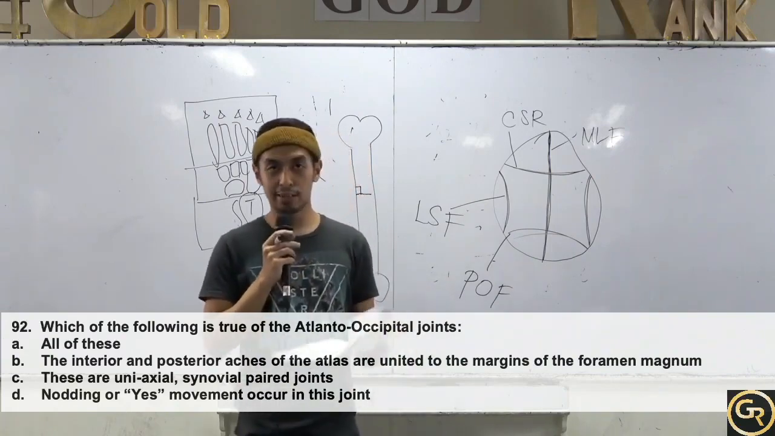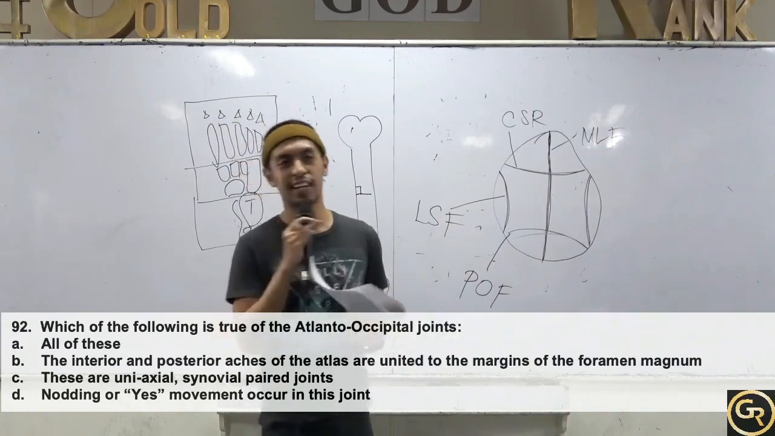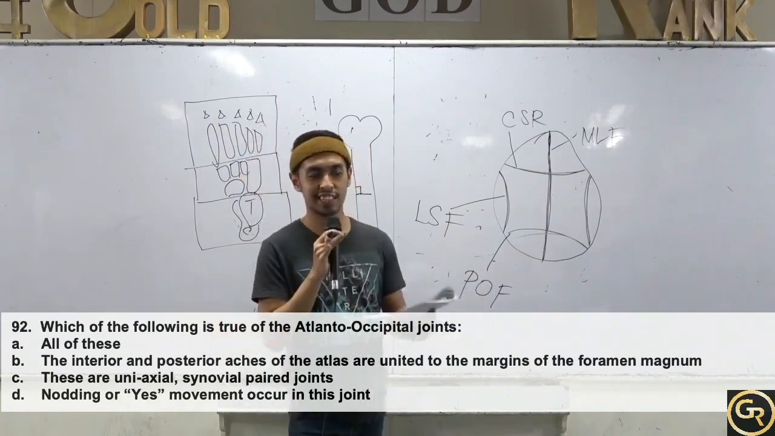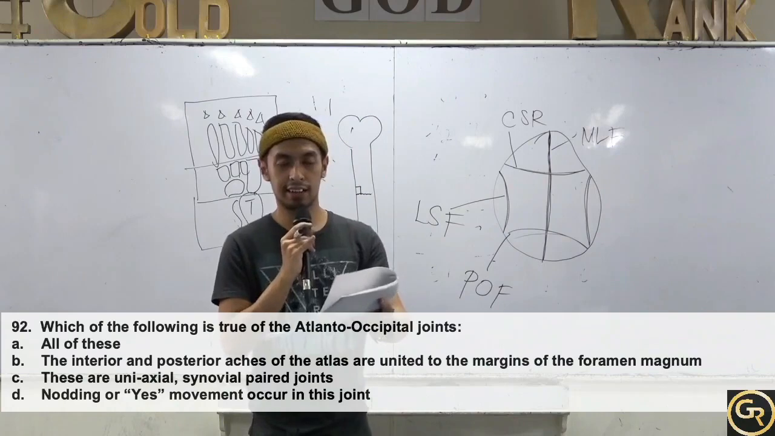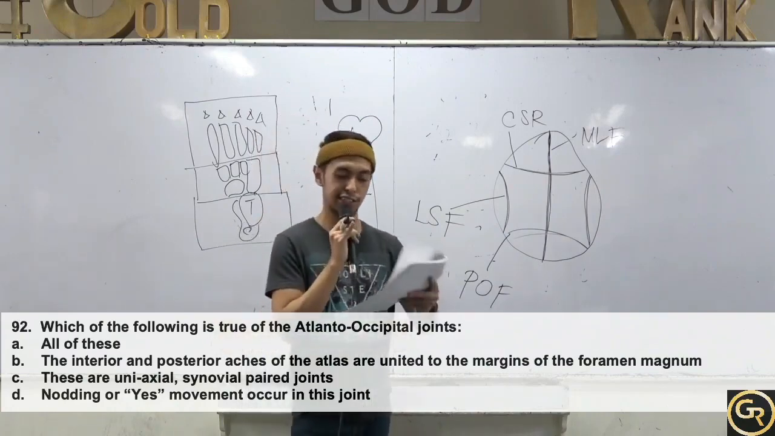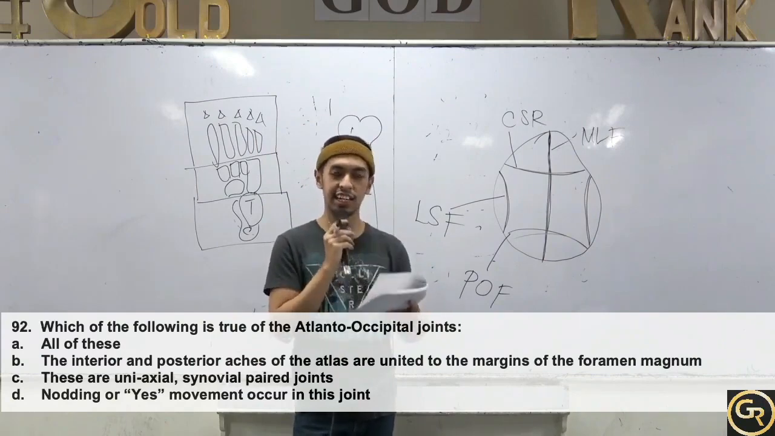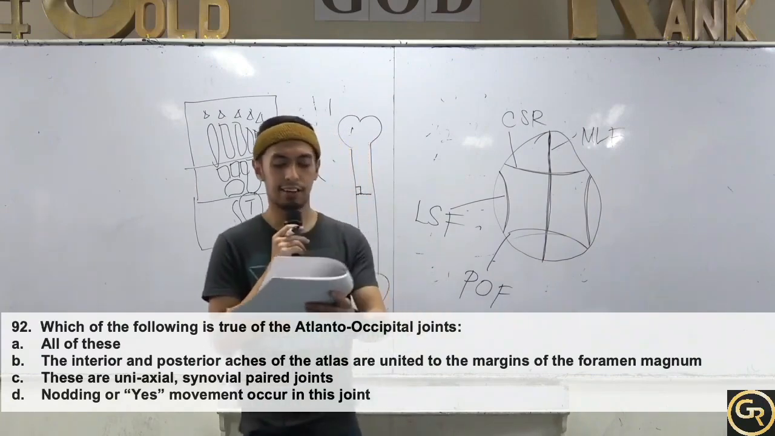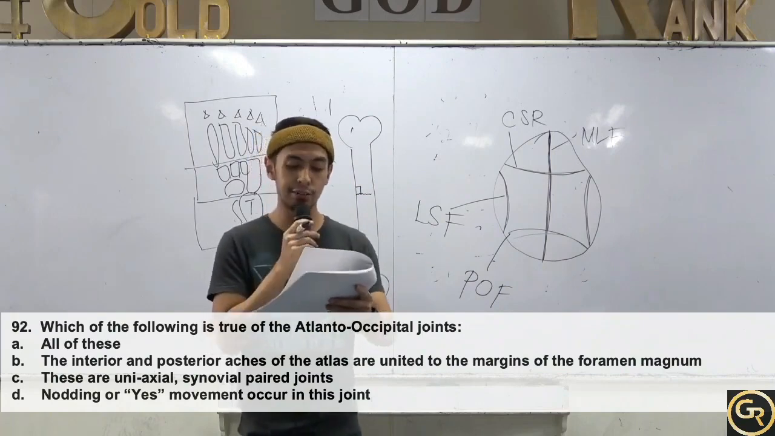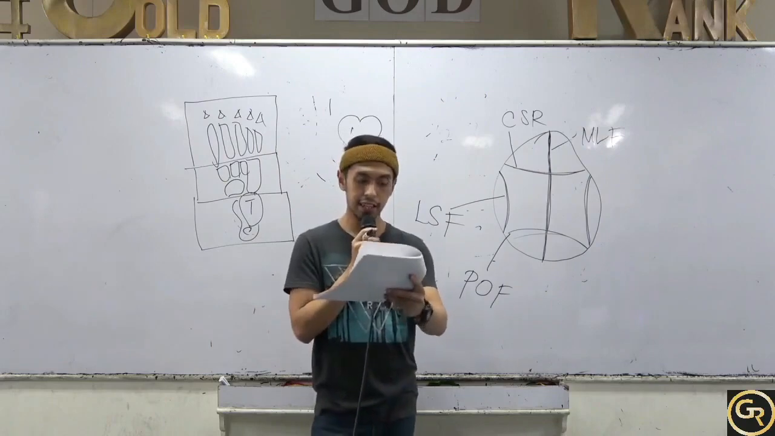But for this one, considering the context of our APK past boards, since this is an old reference, this is still correct. It's uniaxial and synovial paired joints. And it's also the yes joint of your neck. Okay? So for your number 92, it's all of these. Okay? All of these.